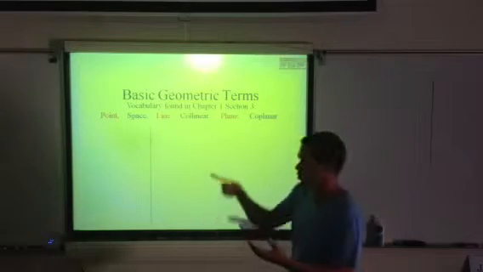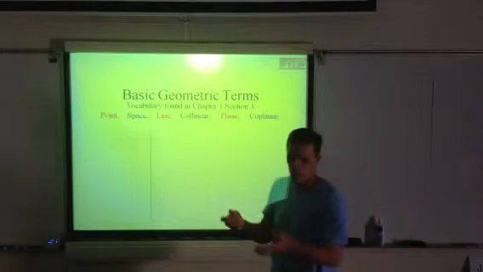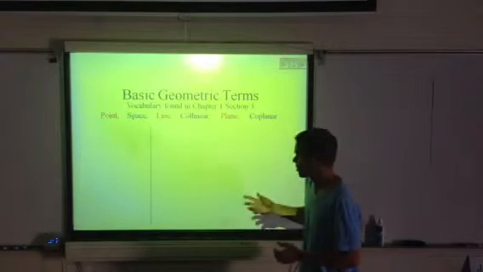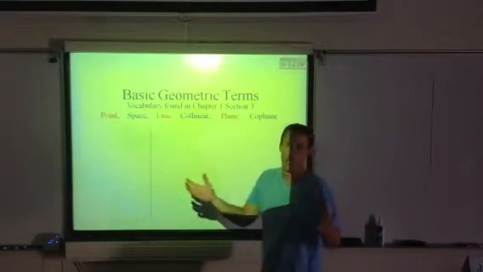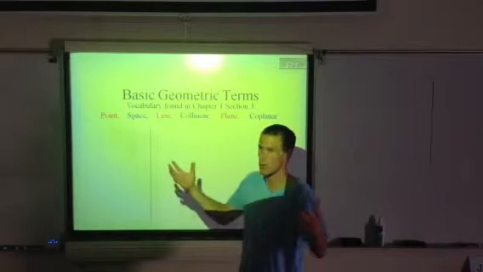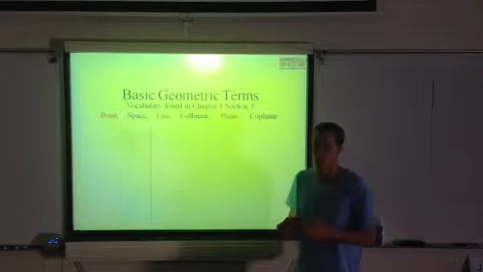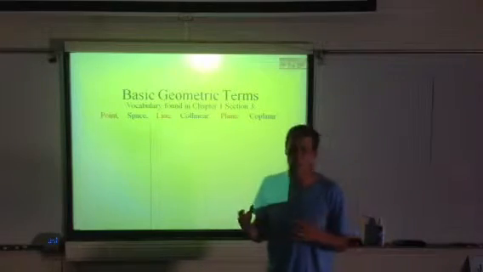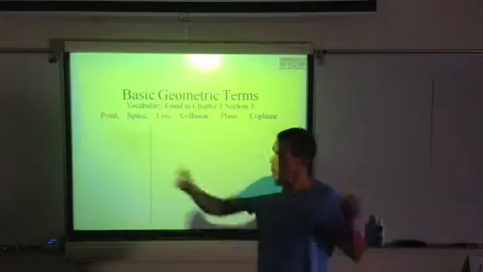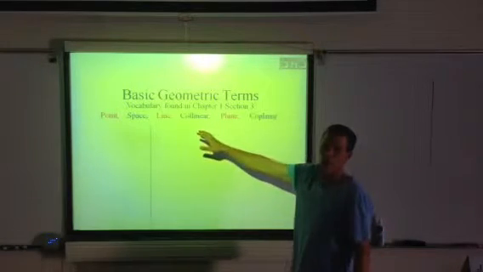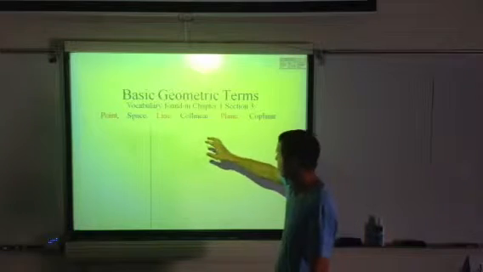A point is just a location, a point in space, a point on the table, on the board, on the ceiling, anywhere. Space. Well, space is the set of all points. When you put all the different points together, we get a space. Line. Well, a line is a set of infinite points that continue off in 2 directions. We're going to be discussing how we name lines coming up.